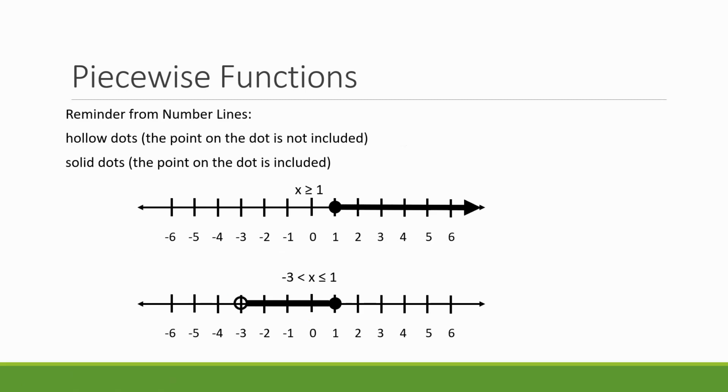So, as I said, we actually did talk about this a little bit in number lines, so here's a quick reminder. If you see a hollow dot, so something like this right here, that means that the point on the dot, so like this example here, that's the -3, that is not included. So if someone asked, hey, is -3 part of this function? The answer would be no, because it's hollow. Whereas if it's solid, like you see here or here, that means or equal to, then that means that point of the dot is included. So 1 in these two cases would be included.